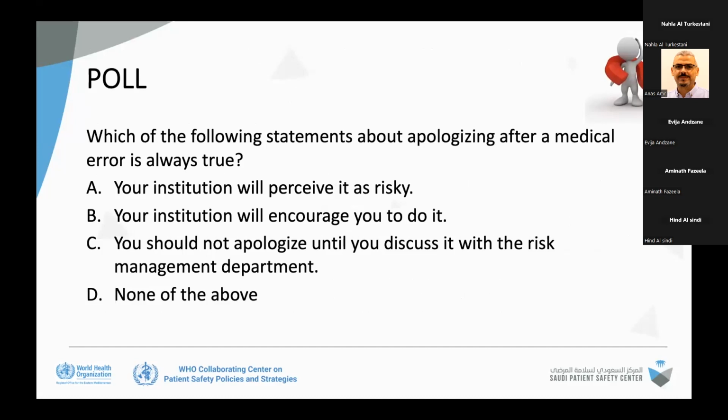So now there is a poll that I would like to raise to our audience. Which of the following statements about apologizing after a medical error is always true? Your institution will perceive it as risky, or your institution will encourage you to do it. Third, you should not apologize until you discuss it with the risk management department, or none of the above is true. So I'll give you a couple of minutes to answer this poll from your point of view.